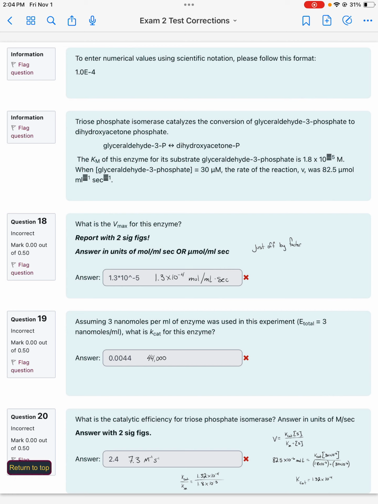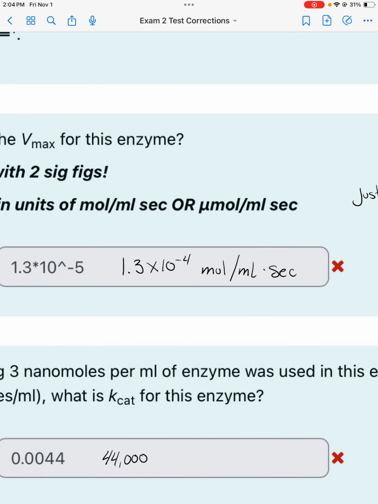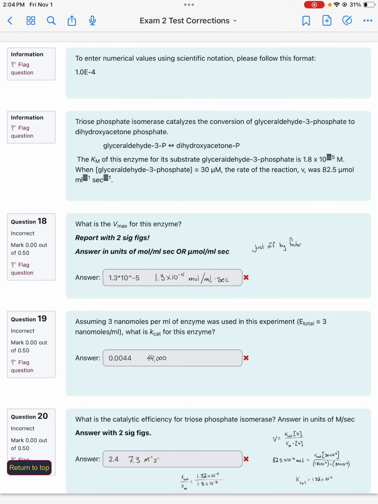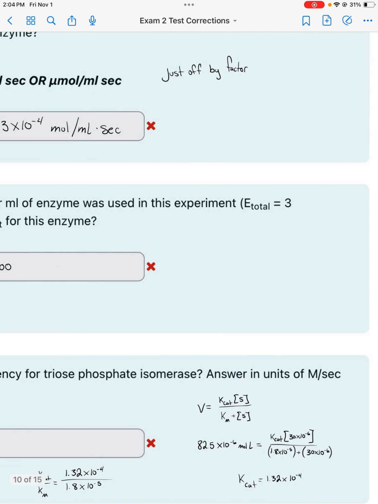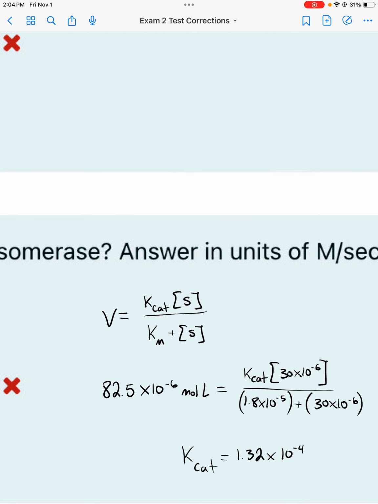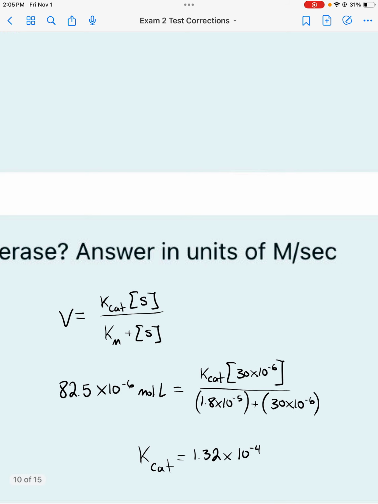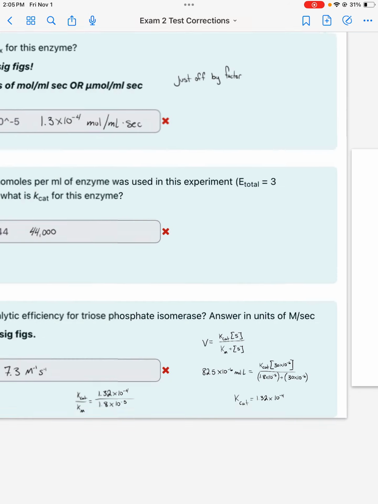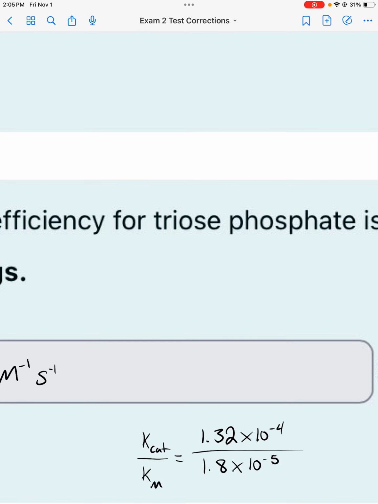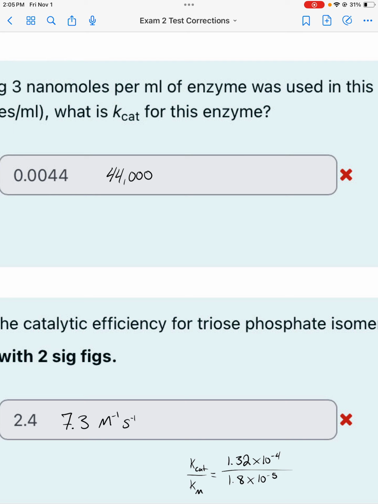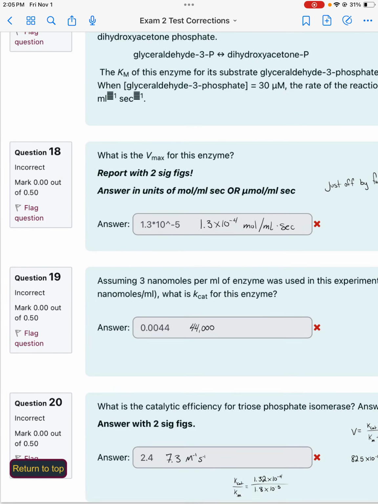For here, I was off on my calculations for 18, so it should be 1.3 to the -4 rather than -5. I think I probably was just going way too fast. For 20, that then messed me up, so the proper formula is the Kcat times the substrate Km over Km plus the substrate. So fill in the values that we were given, you get the Kcat. Then to get the efficiency, it's Kcat over Km. So that proper answer should be the 7.3.